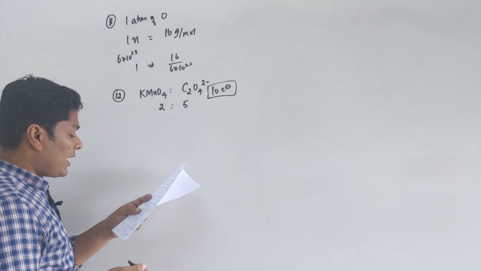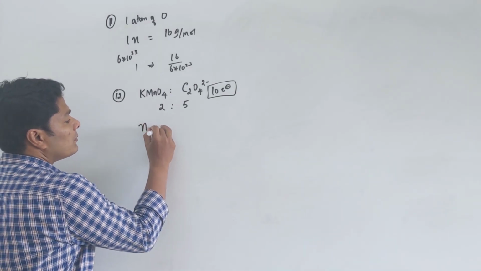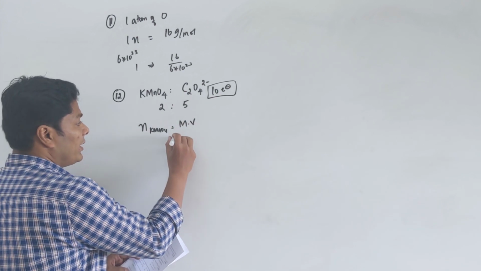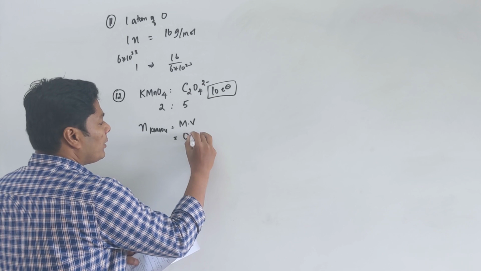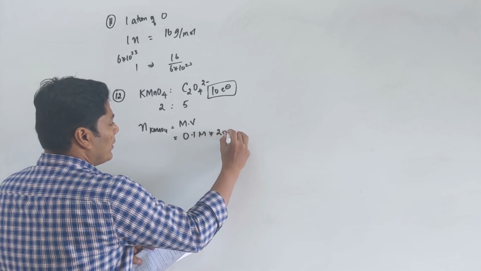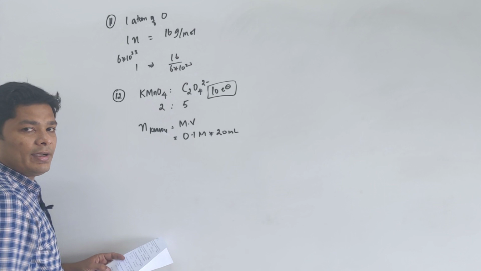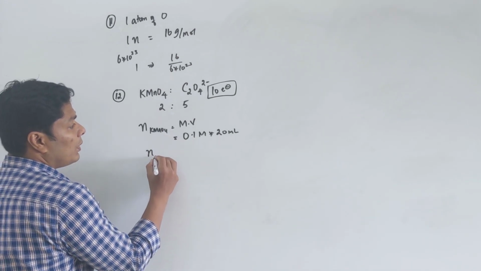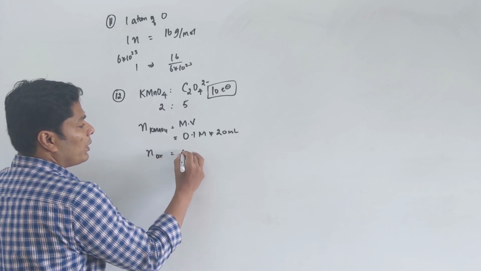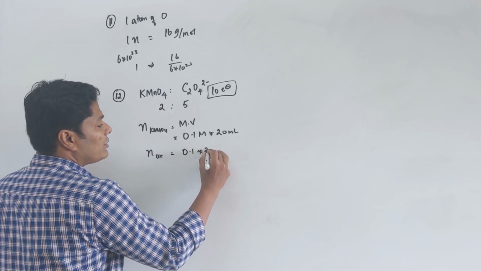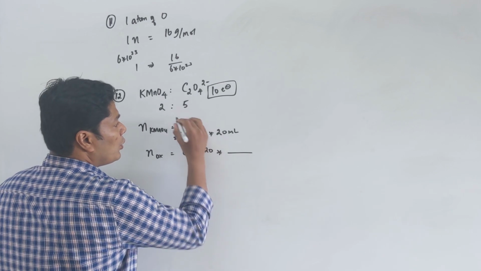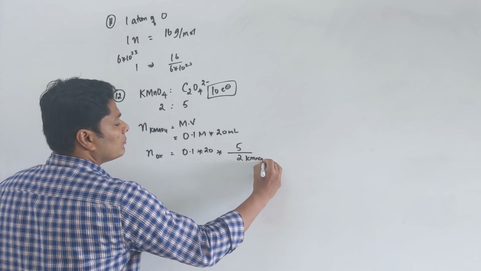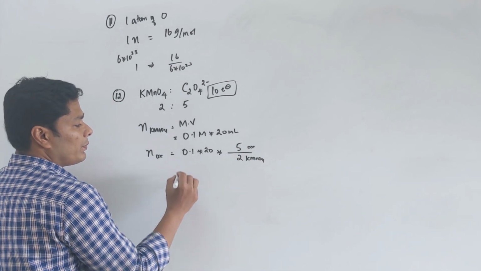Now they are telling you the data about permanganate. So moles permanganate is molarity times volume. What is the molarity? 0.1 molar times 20 mL. So I am going to leave it in milliliters. You will get millimoles. That's fine. Now moles oxalate would be what? 0.1 times 20. This is moles permanganate times 5 moles oxalate for every 2 moles permanganate.